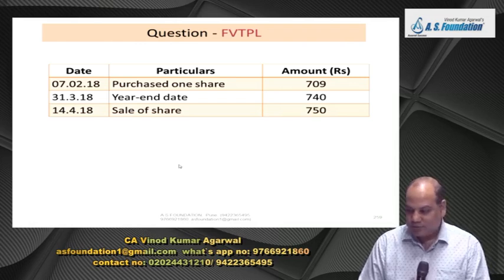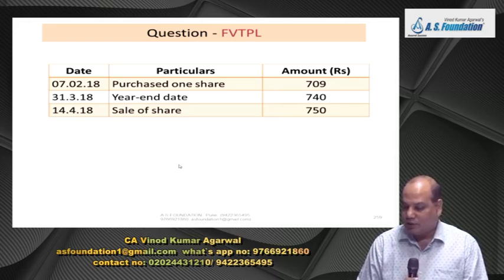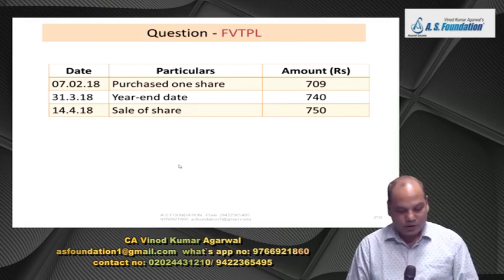Question number 8. Date, particulars, rupees. 7th February 2018, purchased 1 share at 709. 31st March 18, year end date, fair value is 740. 14th April 18, sale of share at 750. So pass the entries below.